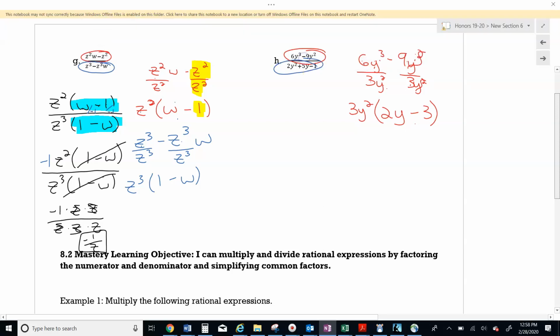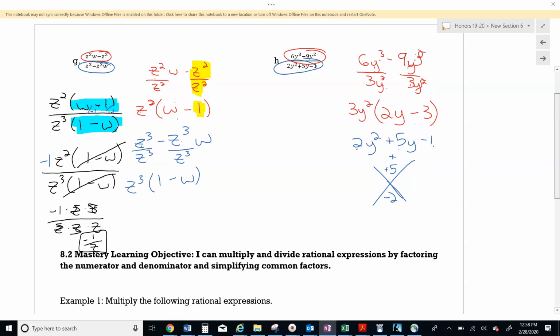My denominator. I have 2y squared plus 5y minus 1. 2, 5, and negative 1 do not have a common factor. I am doing my x. I'm adding to 5. Then I am multiplying to 2 times negative 1, which is negative 2. This question doesn't make sense.